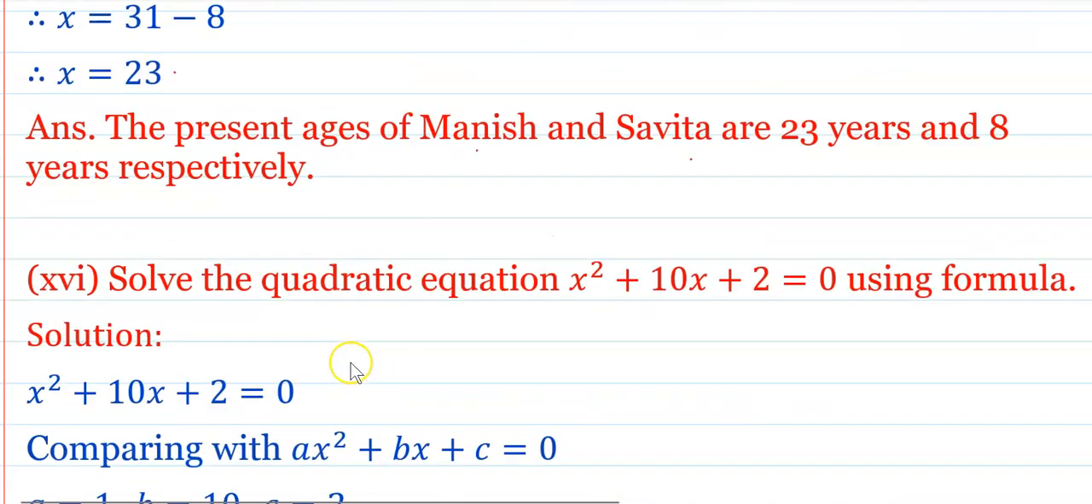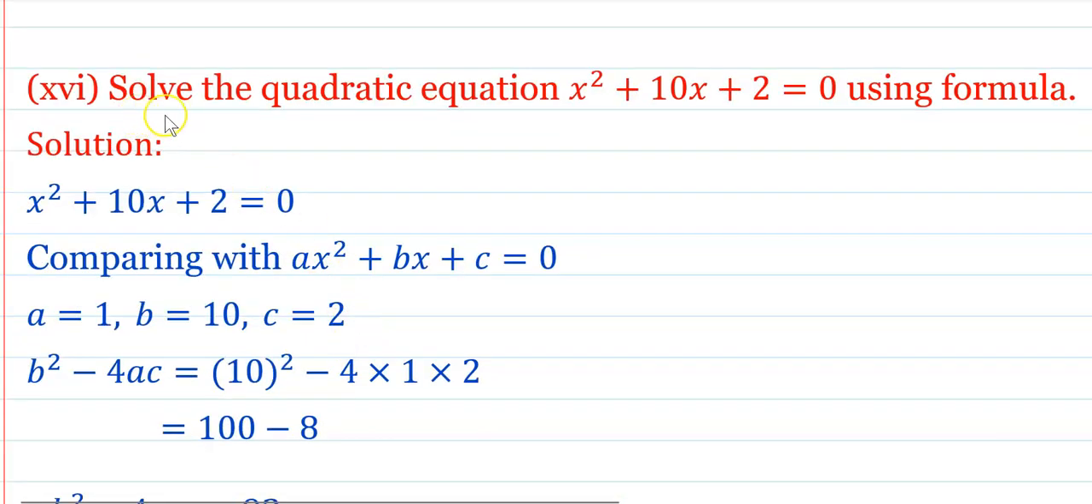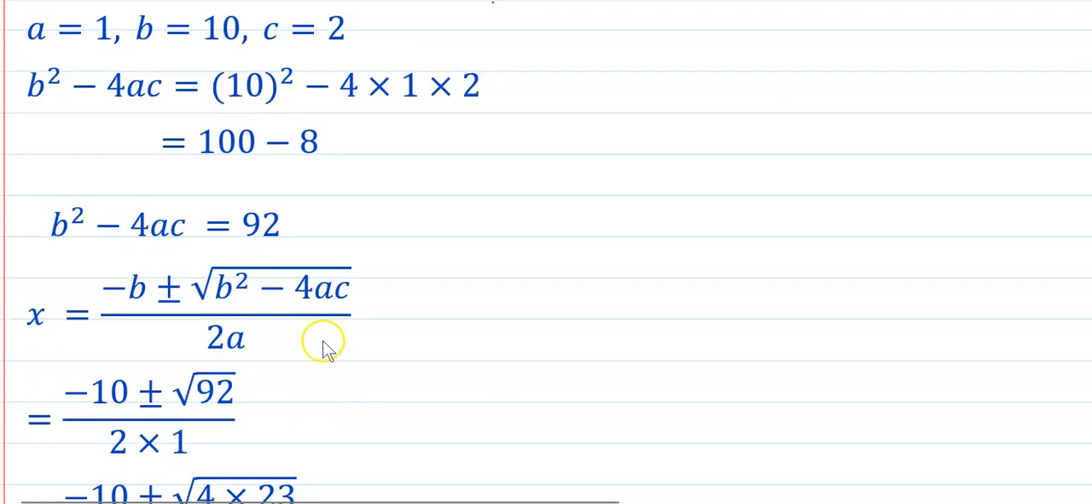Next question. Solve the quadratic equation x square plus 10x plus 2 using formula. Now we have x square plus 10x plus 2, comparing with ax square plus bx plus c is equals to 0. Here a is 1, b is 10, c is 2. Find out the value of b square minus 4ac. B is 10, square minus 4 into 1 into 2. Therefore, you will get 100 minus 8, 92. This is b square minus 4ac.